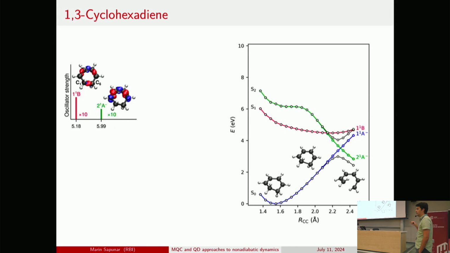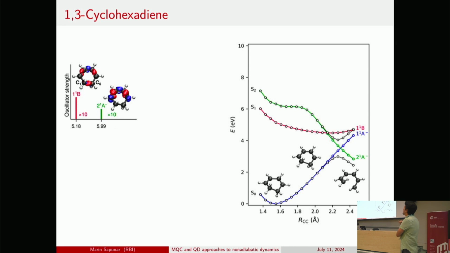This is a molecule that was studied quite a bit before, and this is the usual model for this molecule. You have this B state and this A state. And we know from symmetry that dissociation has to occur on a state of, so the isomerization has to be on the state of A symmetry. So the minimum of the hexatriene has to have this symmetry.